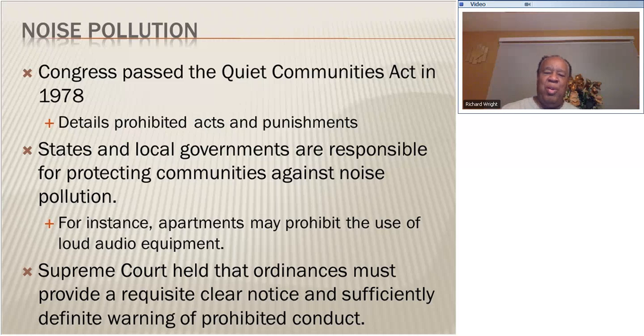People who live in apartments or in close proximity to one another may prohibit the use of loud audio equipment during certain hours, if somebody is having a party or picnic and uses some kind of loud equipment. There are times even when, for example, in parks, if you have an organization that has an event there, they have to get permits from the municipality or agency that administers that park or facility to use that audio equipment, and usually it's for the protection of the surrounding residents. The Supreme Court held that ordinances must provide requisite clear notice and sufficiently definite warning of what that conduct is. So it must be very clear about what it is.